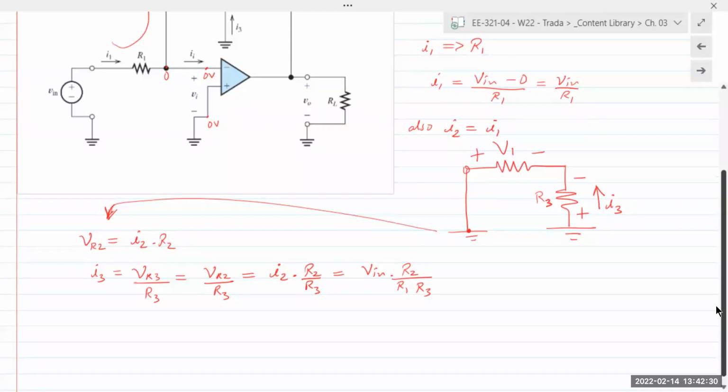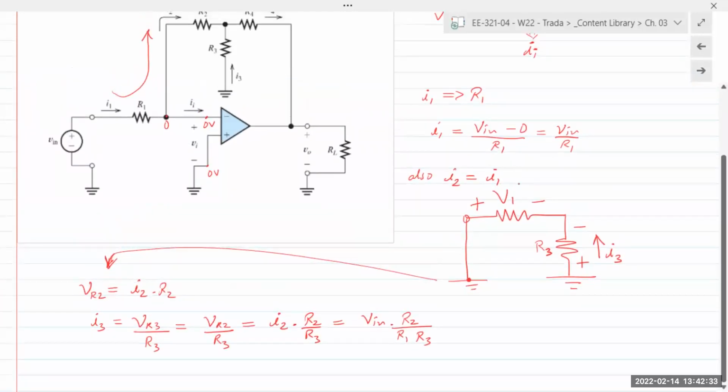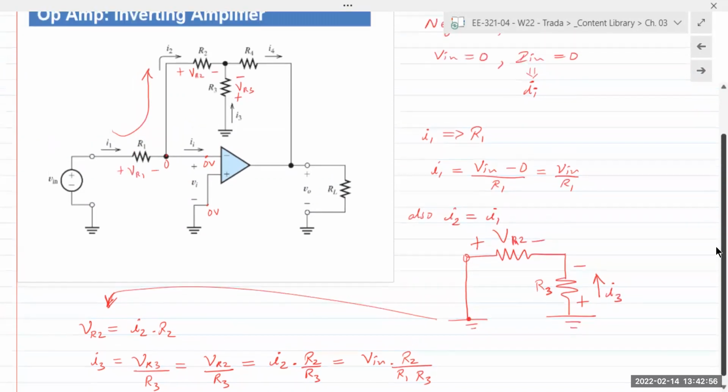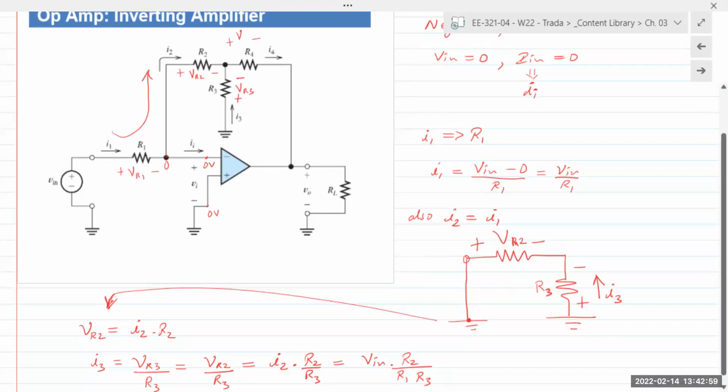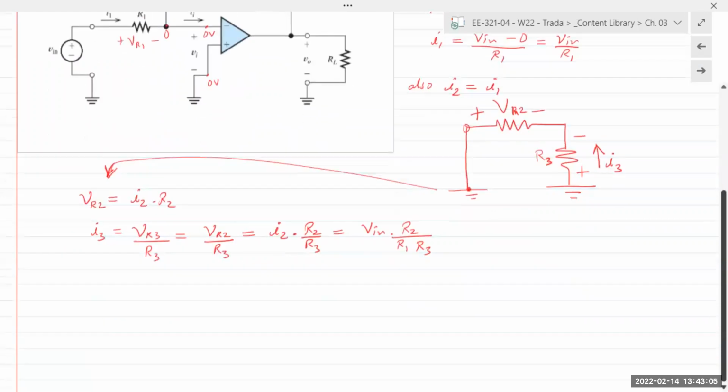Good catch. VR2. VR1 is actually here. So let me draw it on the diagram itself. VR2. Let's call this VR3. And then this would be VR4. These polarities will be very important when we apply KVL at the end. Does it make sense so far?